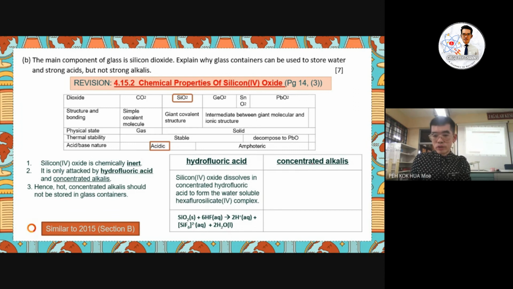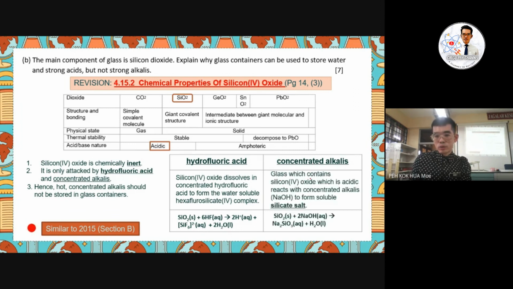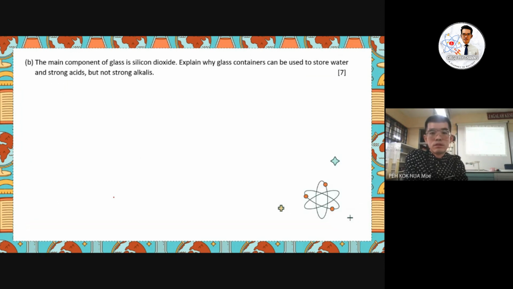But for the concentrated alkaline, the glass, which contains silicon dioxide, is acidic. Okay, you refer to the table here. So it will react with the concentrated alkaline and form soluble silicate salt. So you give the equation. Hence, the concentrated alkaline should not be stored in a glass container. So this is exactly the same question. But yesterday we discussed only 4 marks. Here we have 7 marks.